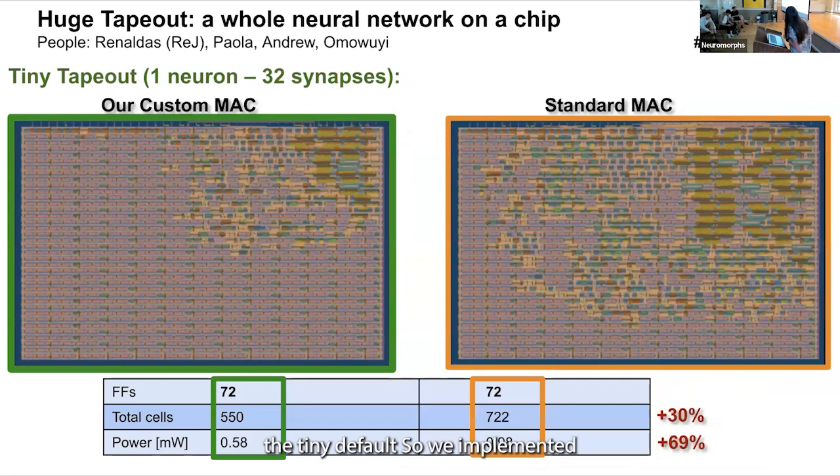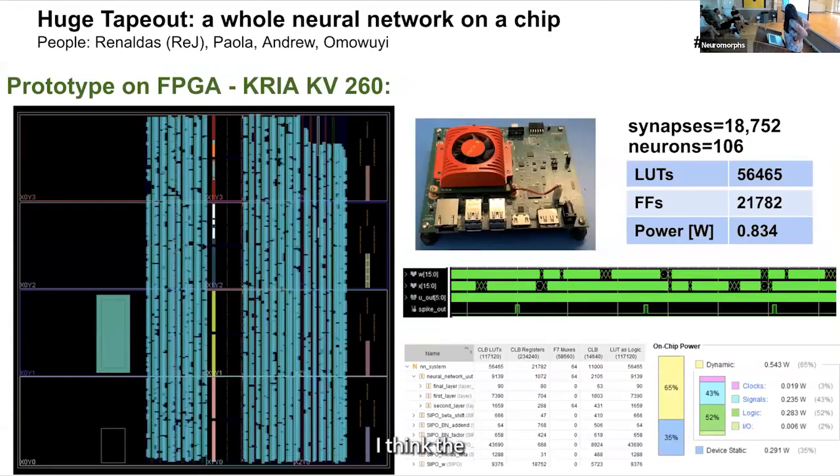For the Tiny Tapeout, we implemented one neuron with 32 synapses in SkyWater technology. We compared our custom design with a non-optimized design, and we found that our design is better in terms of total cells and power compared to the standard design. Then we tried to implement the spiking neural network with 3 layers on FPGA. These are the results, and we want to continue to add other configuration options.